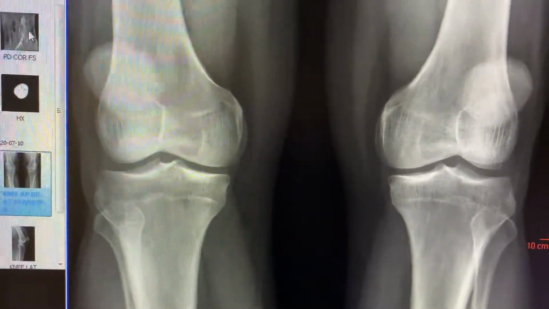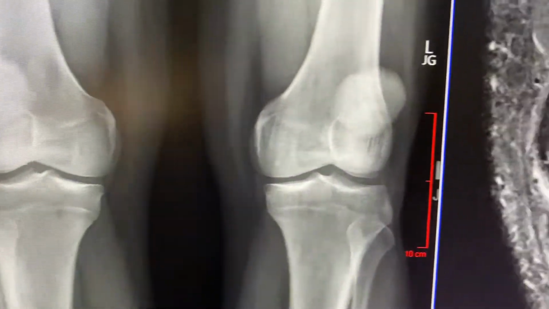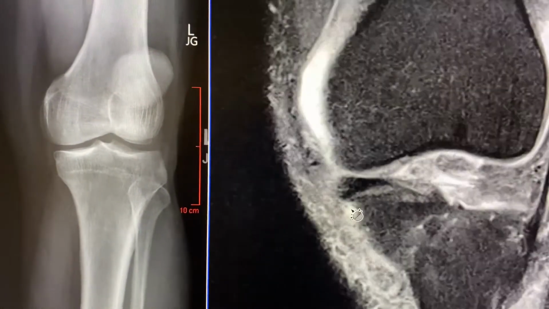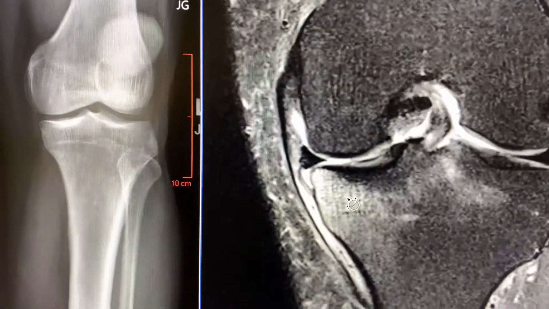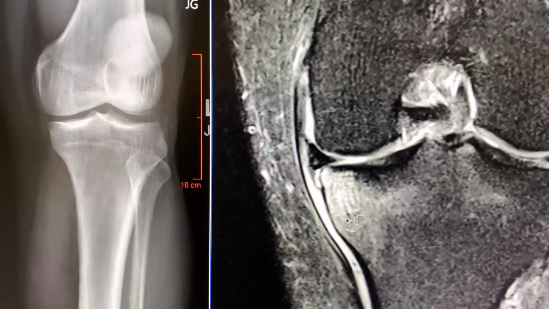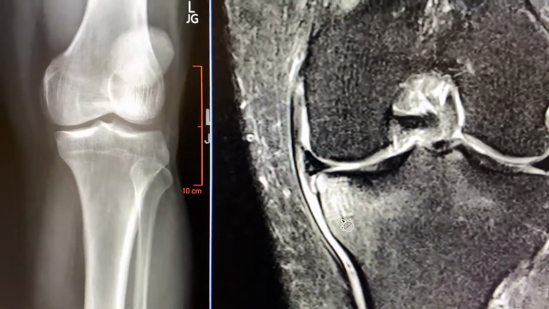And then you do an MRI. You should do an MRI, especially when they have a lot of swelling. And this is what you see. You see bone marrow edema, medial tibial condyle. Start to think root tear.